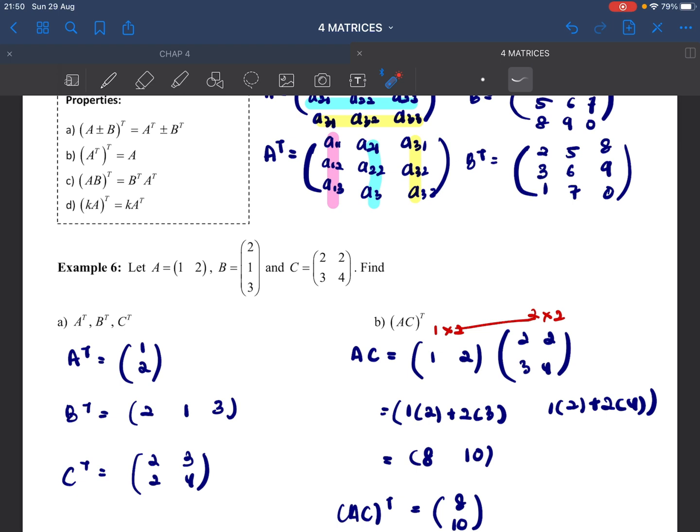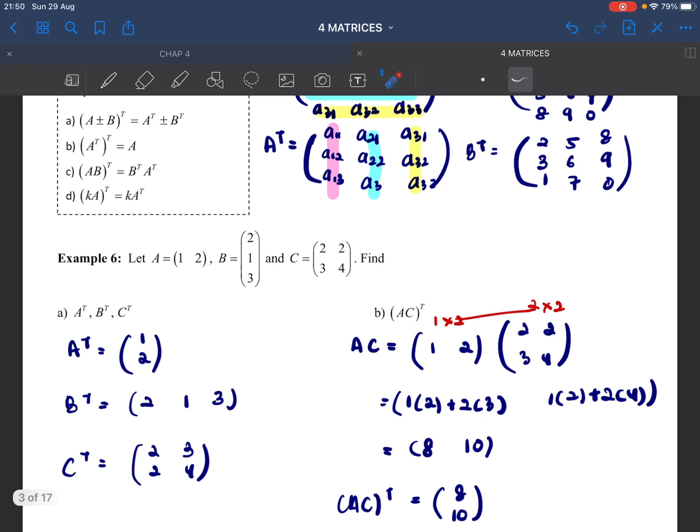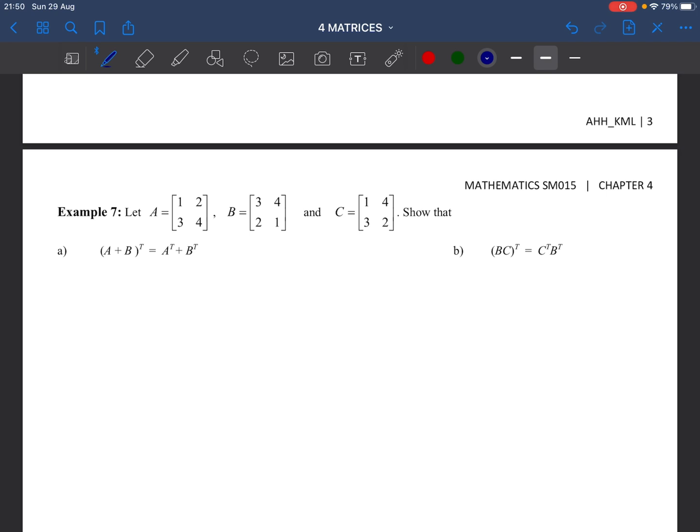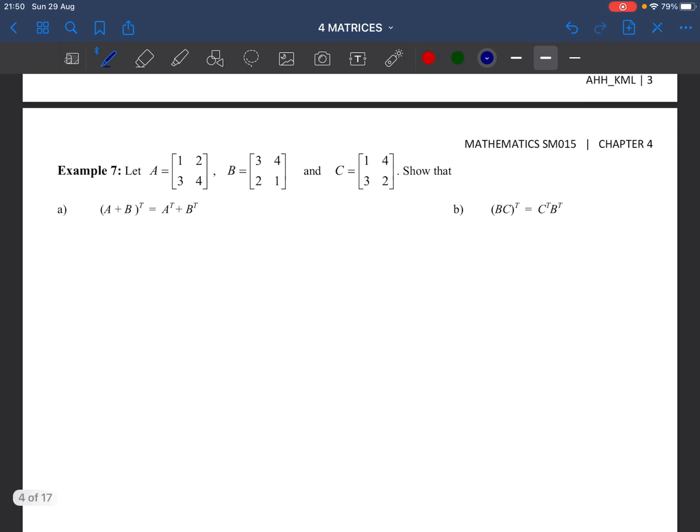Okay, so that is the properties. You have to make sure you know the properties. Sebab kalau soalan tu suruh show, you have to show lah. Just substitute the value. Okay, so let's see the last example here. Example 7. Okay, so question A plus B transpose equals to A transpose plus B transpose. Basically just substitute value. Let's see A plus B transpose. Kita cari A plus B dulu. Okay, you just have to substitute value and then you are going to see if the answer is the same. Okay, saya akan lajukan kat sini. Kamu boleh tengok sendiri.